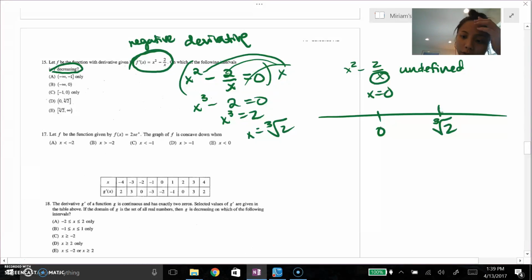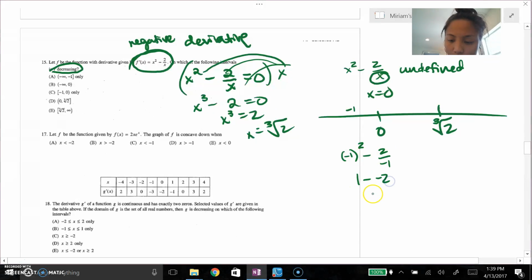So before 0, let's try -1. If I plug in -1 squared minus 2 over -1, I get 1 minus -2, which is positive. Then if I choose between 0 and the cube root of 2, let's try 1.